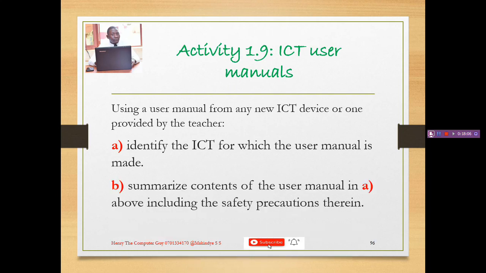Then, number 2, summarize the contents of the user manual in A above, including the safety precautions therein. How are we supposed to handle that component? Those are some of the safety precautions. We are going to be looking at the safety precautions in the next chapter.